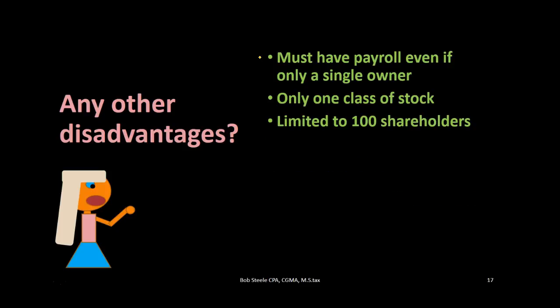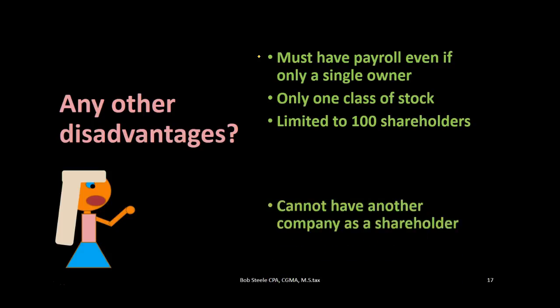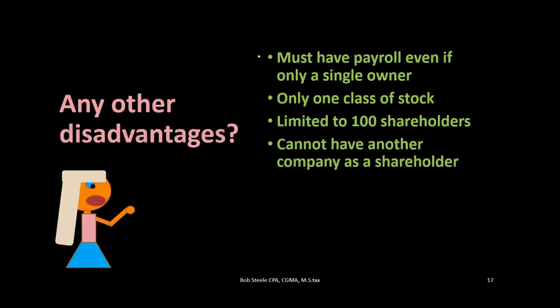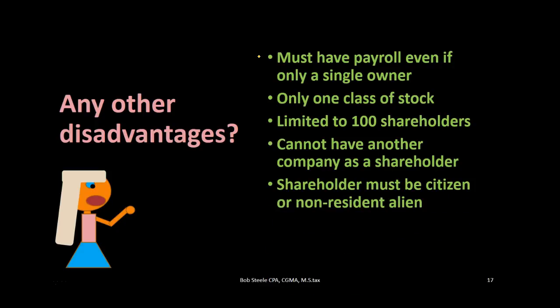Limited to 100 shareholders. This usually isn't a problem for most small companies, but you can't have more than 100 shareholders. It's going to be a small company or a small ownership pool of 100. Cannot have another company as the shareholder. So if you have some kind of complex structure where you want a parent company owning it or something like that, that's going to be a problem most of the time. Shareholders must be citizens or resident aliens. So if you have foreign investors and whatnot, that could be a problem.